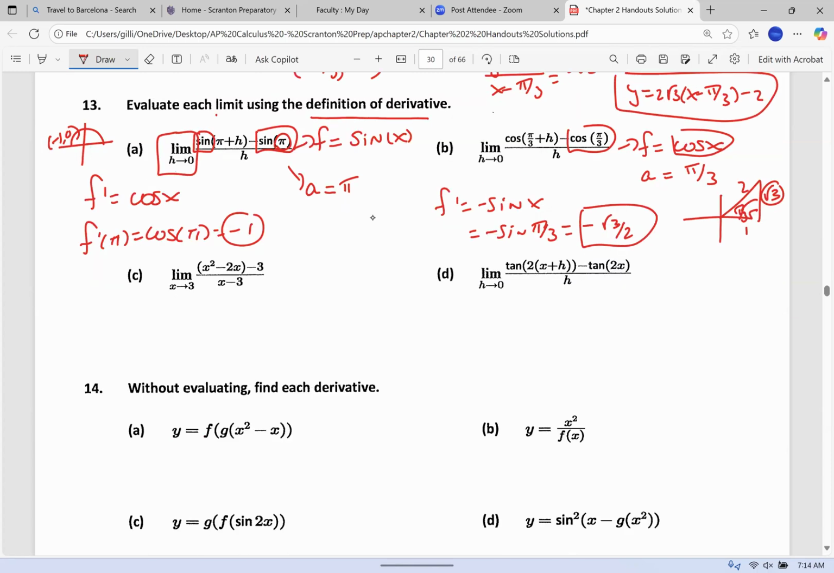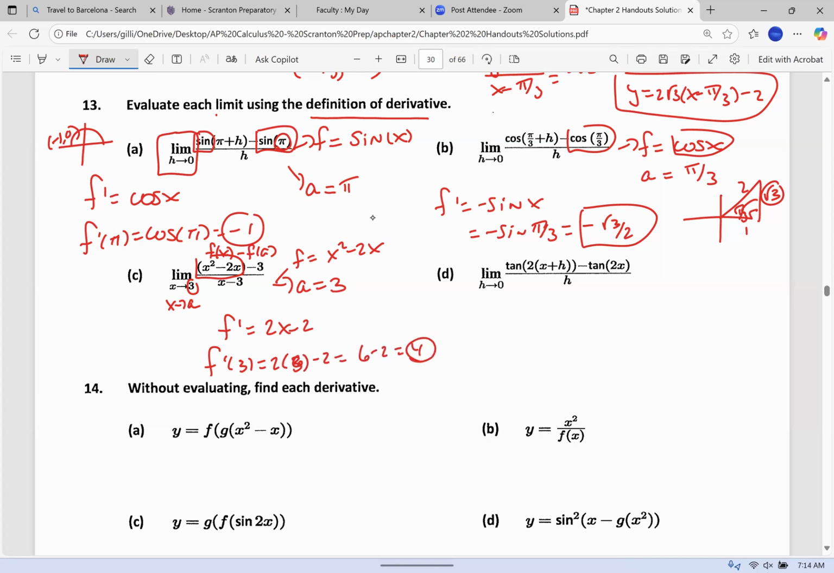In part C, it's the limit as x approaches a, not h approaching 0. So I can immediately see that my a value is 3. And in this definition of derivative form, it's the function that goes first minus f at a. So my function's right here. It is x squared minus 2x. So the derivative of that by a power rule is 2x minus 2. I'll replace the x with 3. Kind of doing it in my head here. 6 minus 2 is now 4.